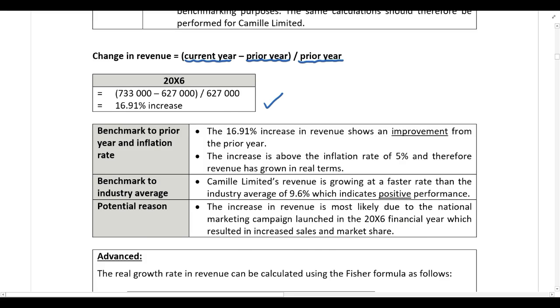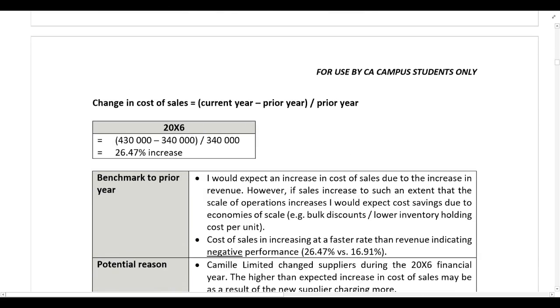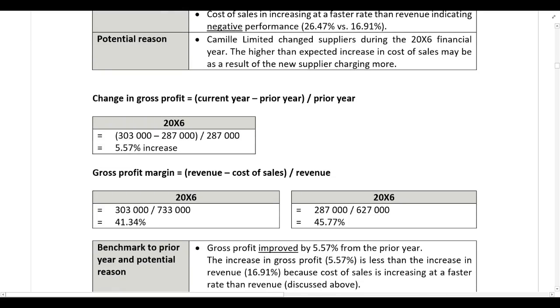So first we look at the change in revenue. Then we look at the change in cost of sales. So just go down the statement of comprehensive income. Then we look at the change in gross profit.